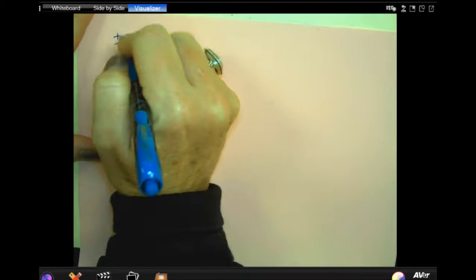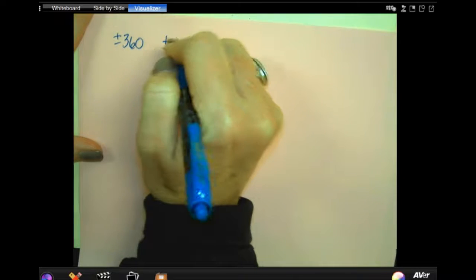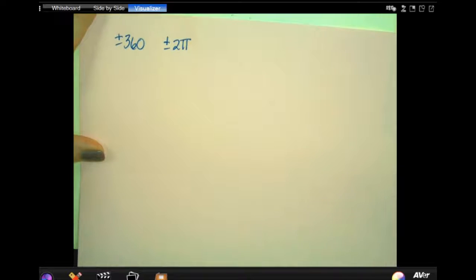Tomorrow we are quizzing. We're going to do degrees to radians, radians to degrees, and then coterminal angles. The coterminal angles are plus or minus 360 or plus or minus 2 pi. On the pink paper, yes.